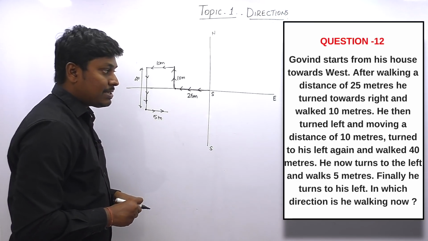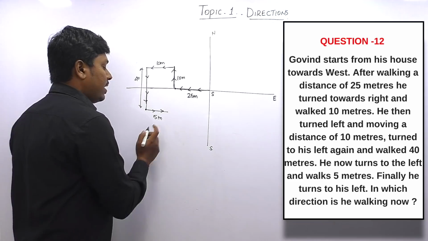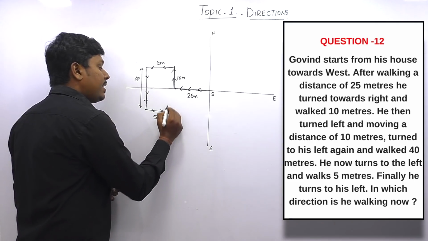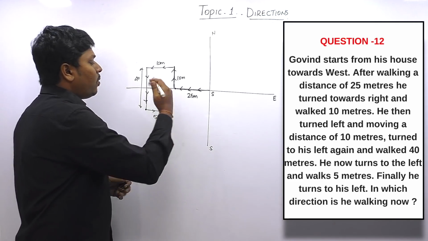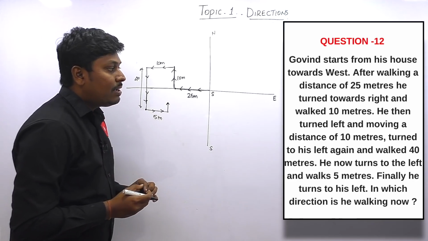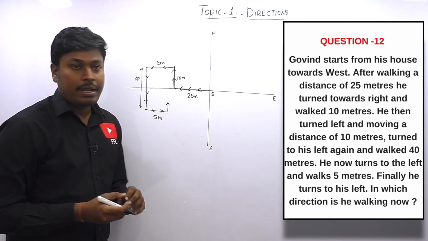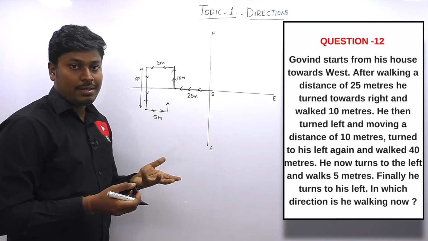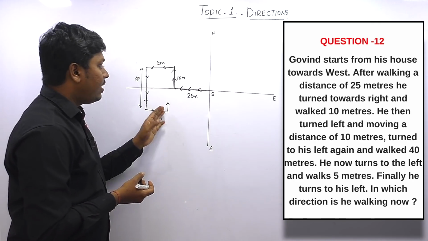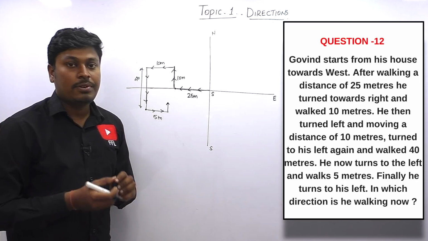Finally, he turns to his left. In which direction is he walking now? So finally from this point again he takes a left turn and walks, right? And what is the question? Finally, in which direction is he walking now? He is walking in the direction of north. So the answer for this question number 12: finally, he is walking in the direction of north.